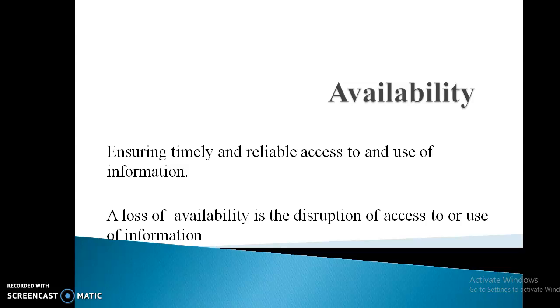The next one is availability. Availability means an authorized user can access the content without any denial. Ensuring timely and reliable access to and use of information is called availability. A loss of availability is the disruption of access to or use of information. If you deny information to an authorized person, the person will not be able to access the data. If these three objectives work properly, then we can say computer security is working well.